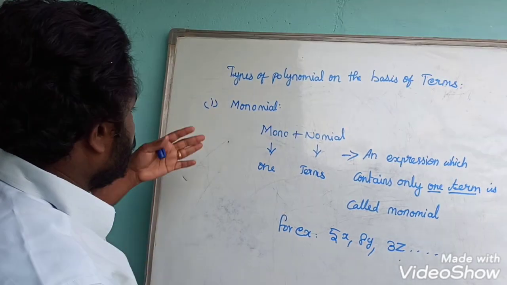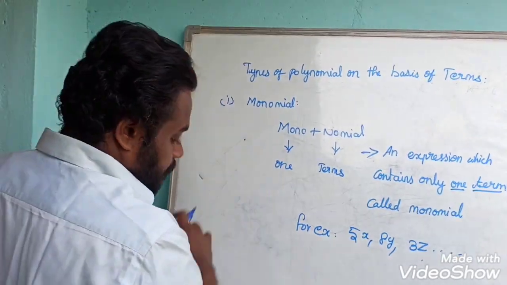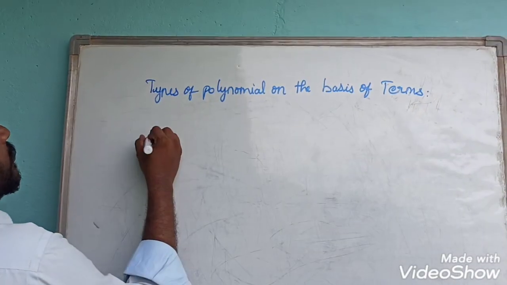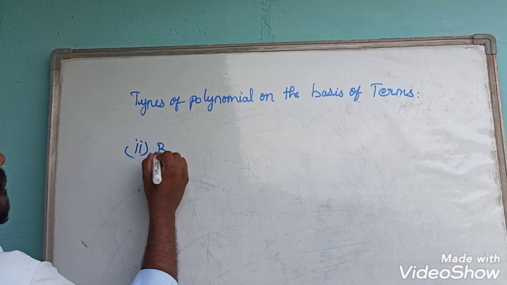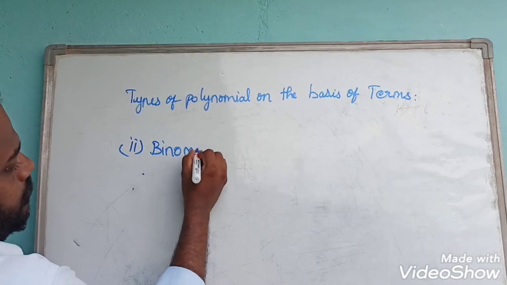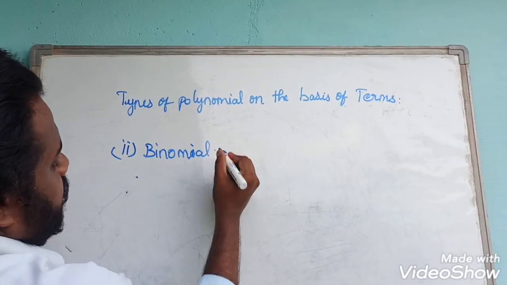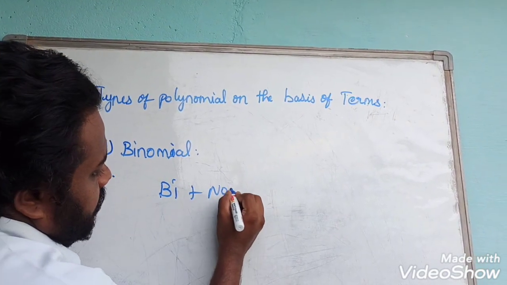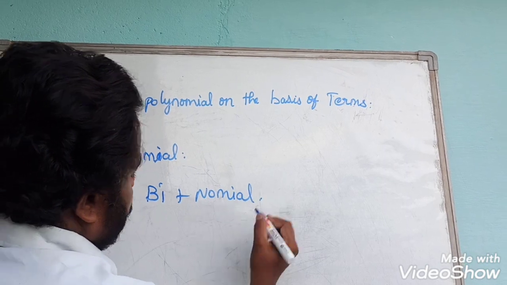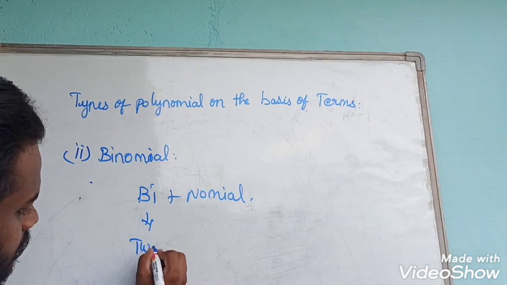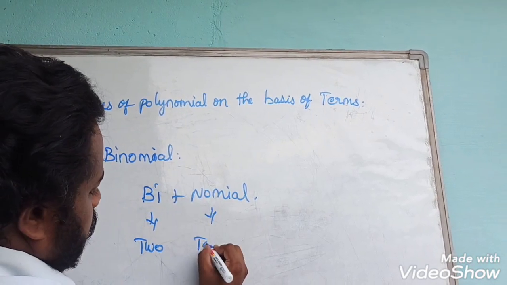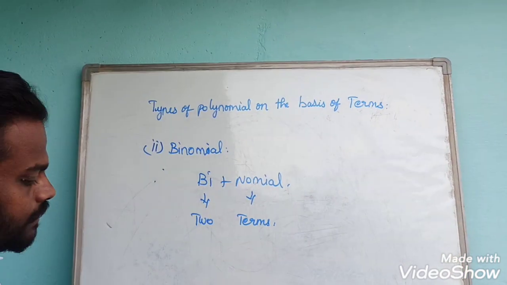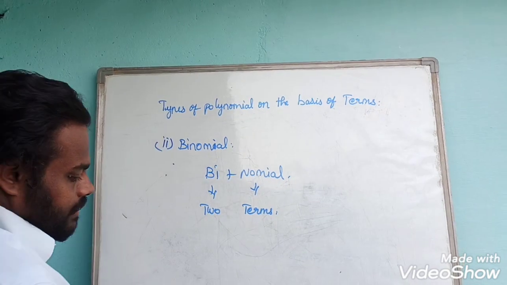Next we move on to another type, binomial. The second one, binomial. In the same way we have to split this: bi plus nomial. Here bi means two and nomial means terms. An expression which contains two terms, we say it as a binomial.